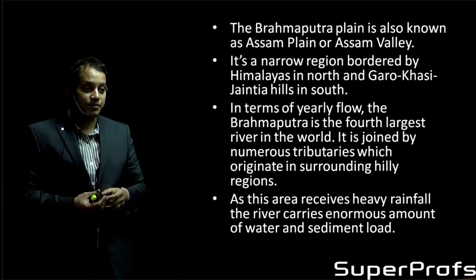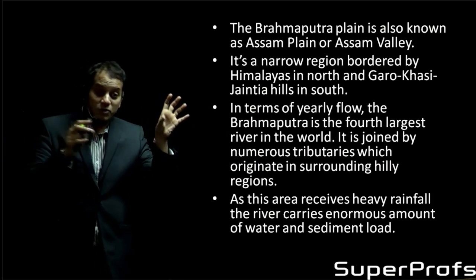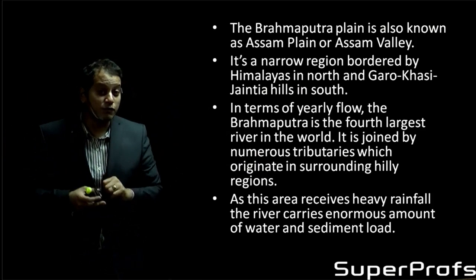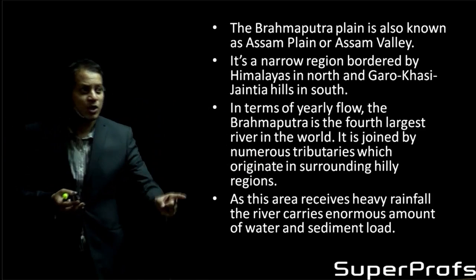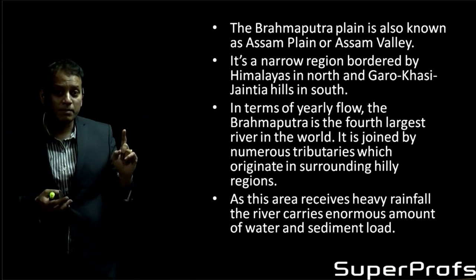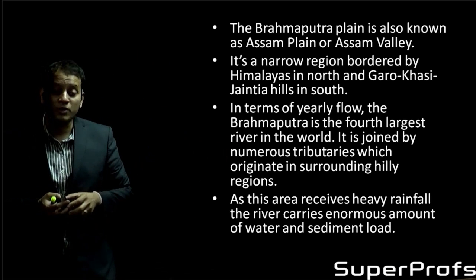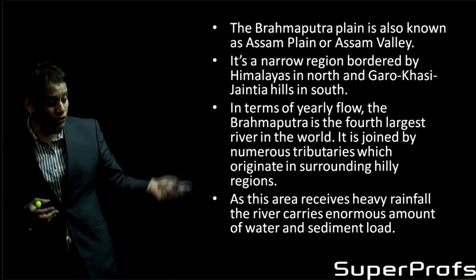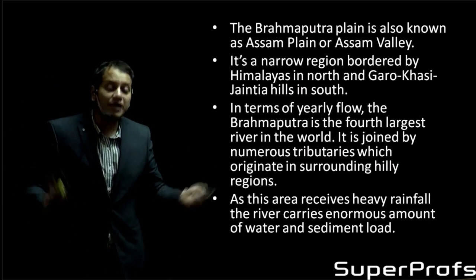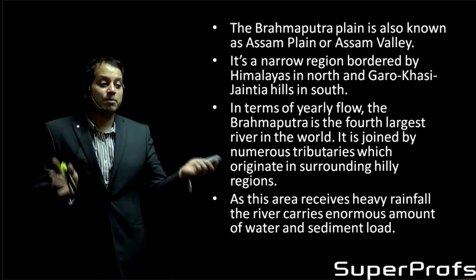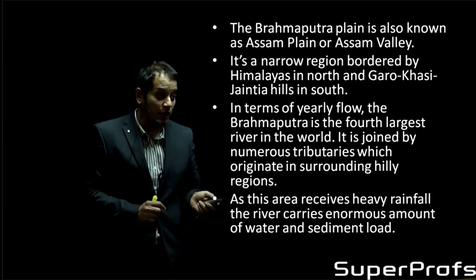Jaintia Hill region. In terms of flow, in terms of amount of water, Brahmaputra is the fourth largest river in the world. It is joined by numerous tributaries which either originate on the north part of the Himalayas or in the hill regions of the Peninsular Plateau, that is the Garo, Khasi, Jaintia Hill region. You also know that the northeastern part of India receives very heavy rainfall, and therefore the Brahmaputra river carries a large amount of sediment load along with it.